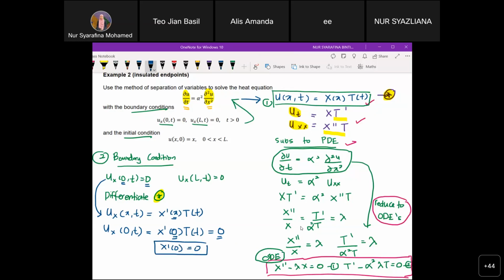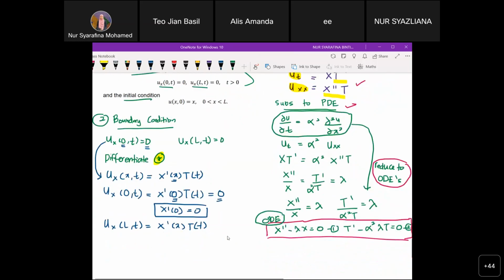Is that clear? Another one, we have ux lt equals to x prime x t, right? So this one is L, this one is 0. Then when x equals to L, it equals to 0. So we can have x prime L equals to 0. So we have two conditions for the ODE here. Is that clear now?